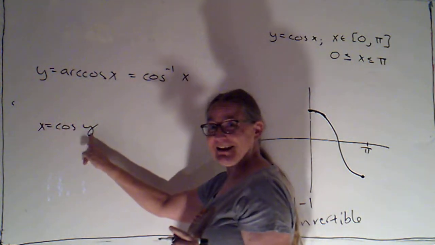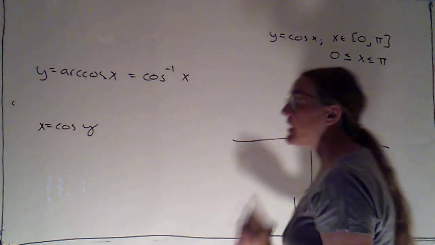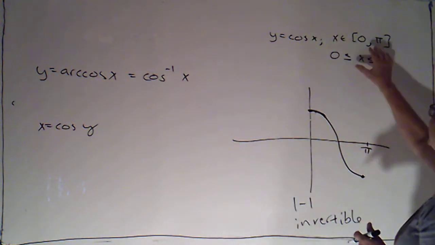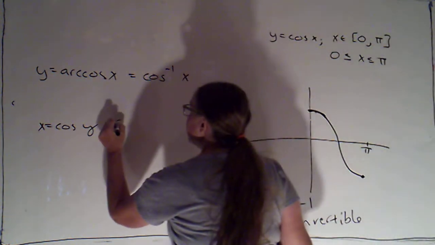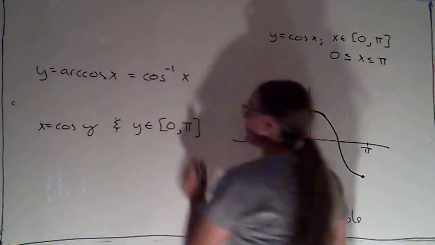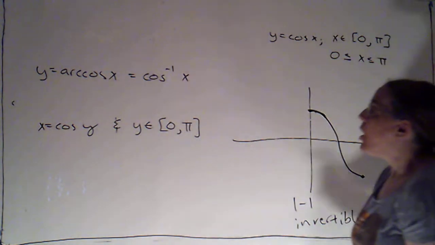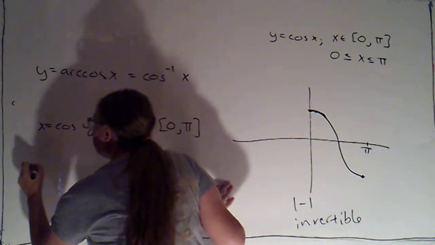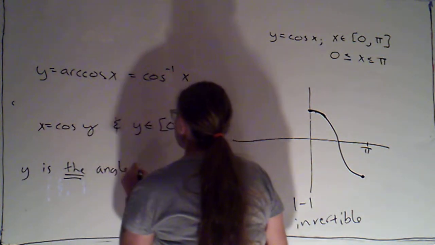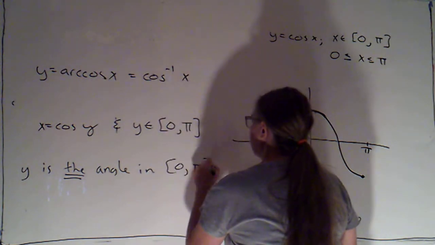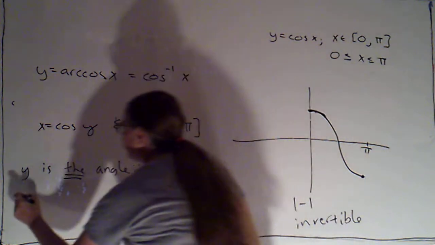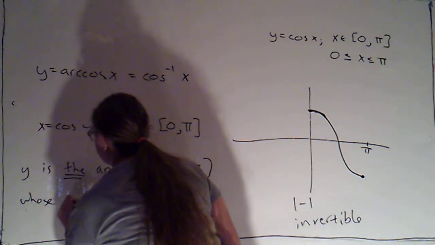So y is the angle and x is the trig ratio. But I also need to replace the roles of x and y in naming any restrictions. So it also means that y is in the interval from 0 to pi. Okay. What that does is it means that y is the angle in 0 to pi. The angle meaning there's a unique one in this interval whose cosine is x.